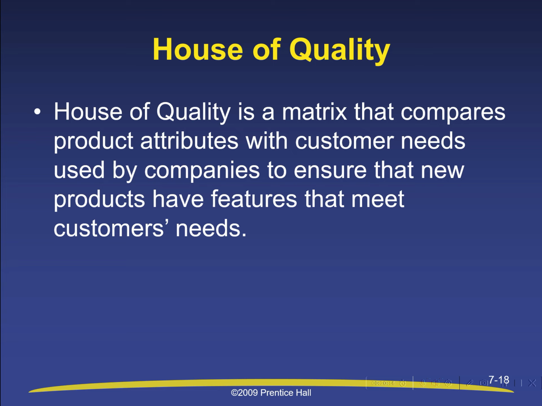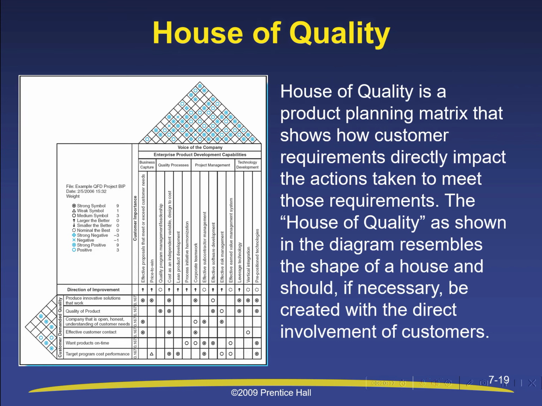House of quality. House of quality is a metric that compares product attributes with customer needs, used by companies to ensure that new products have features that meet customers' needs. House of quality. House of quality is a product planning matrix that shows how customer requirements directly impact the actions taken to meet those requirements. The house of quality, as shown in the diagram, resembles the shape of a house and should, if necessary, be created with the direct involvement of customers.